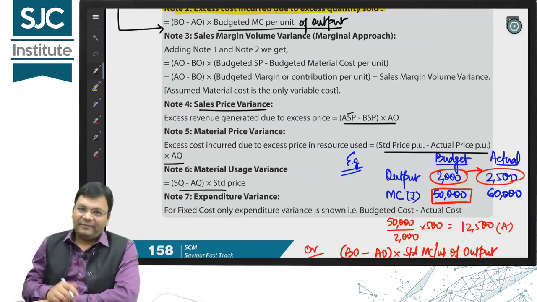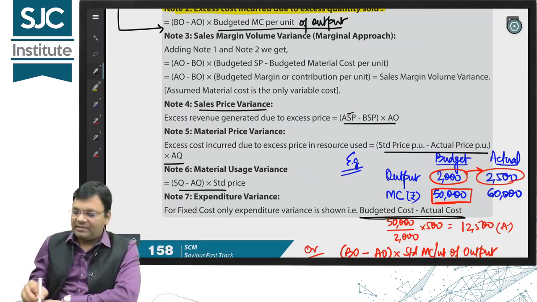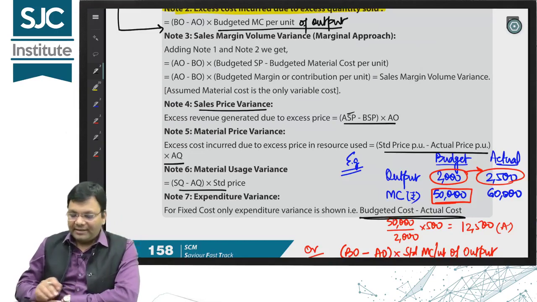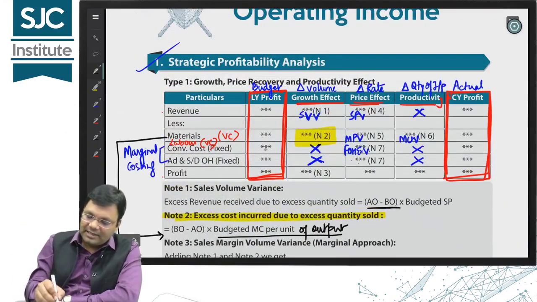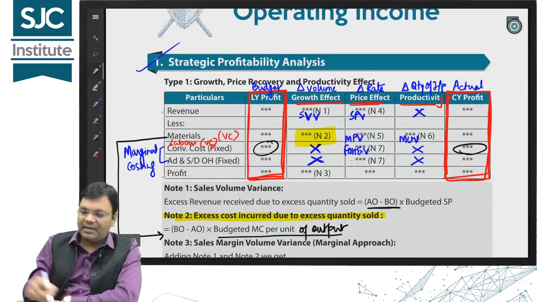Expenditure variance of fixed overhead is budgeted cost minus actual cost. You don't take rate in fixed cost variances. In fixed cost expenditure variance, it's just the comparison of budgeted amount, that is this amount and this amount, budgeted and actual comparison.